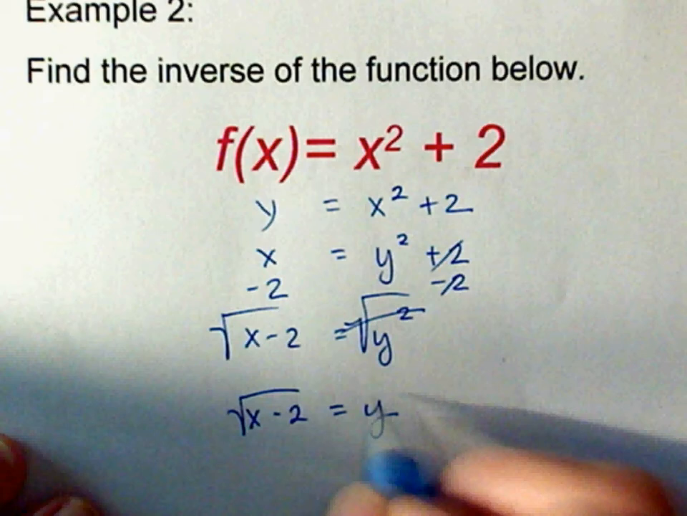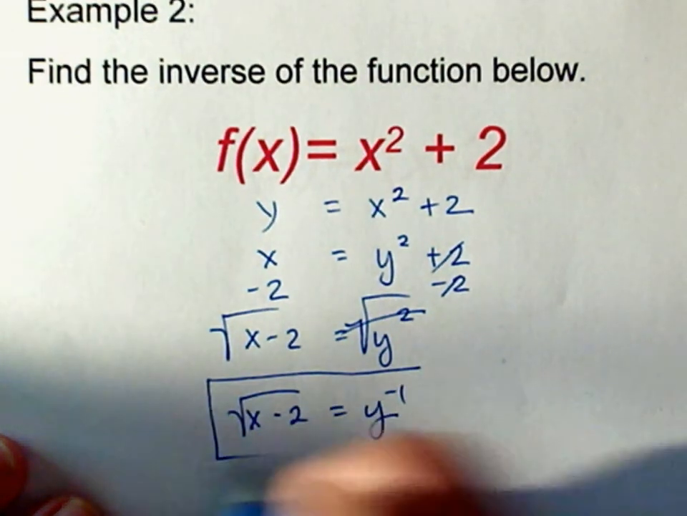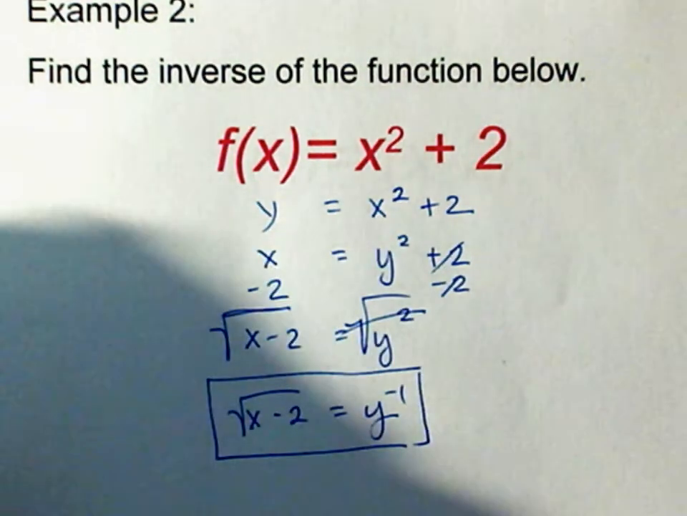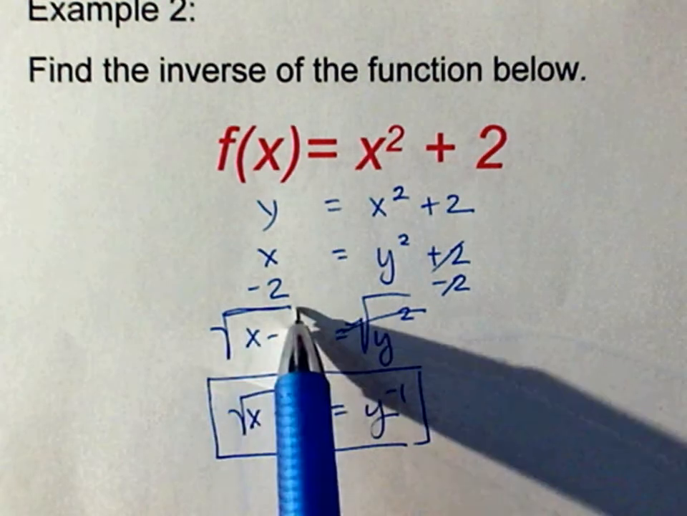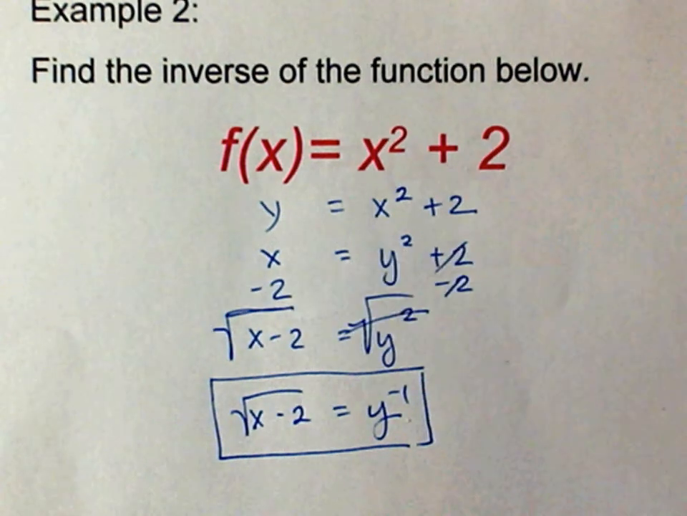I still have a square. So what's opposite of a square? A square root. See how that cancels out? So now you have square root of x minus 2 equals y. Did you solve for y? Absolutely, add that negative 1.